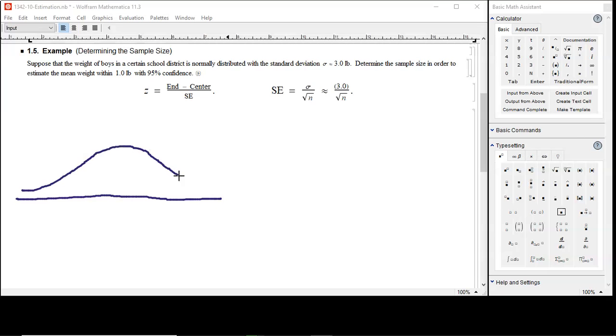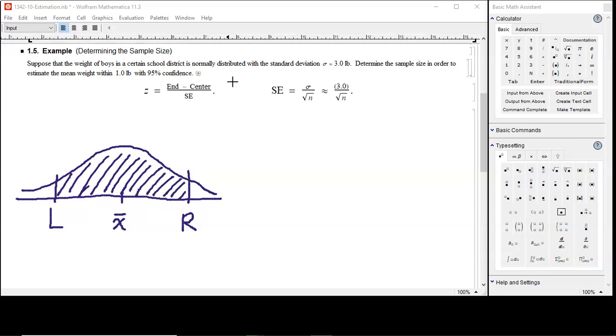Here's the outline. And then the best point estimate, x bar, is here, but this problem didn't tell you what that x bar is, so we don't know that. And then we have the left-hand end of that 95% confidence interval, and the right-hand end of that 95% confidence interval. And this shaded part in the middle has the probability of 0.95 or 95%. So right here we have 0.95.